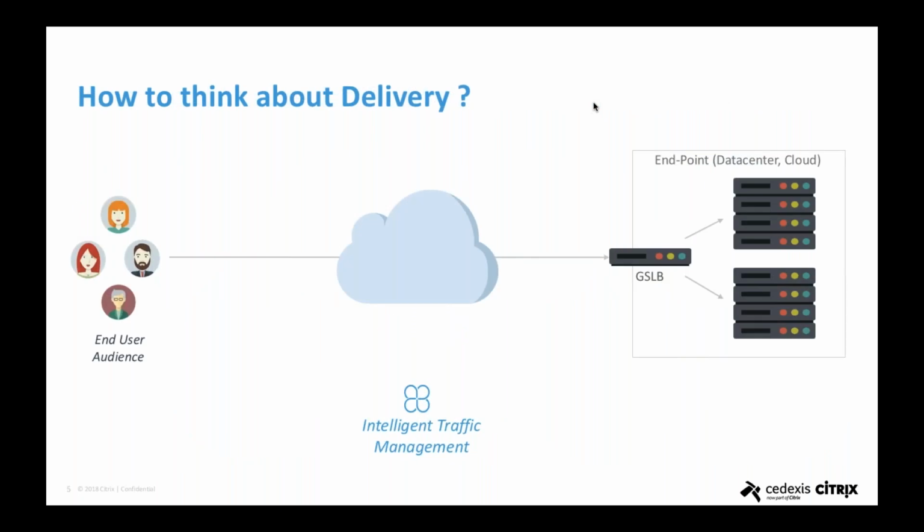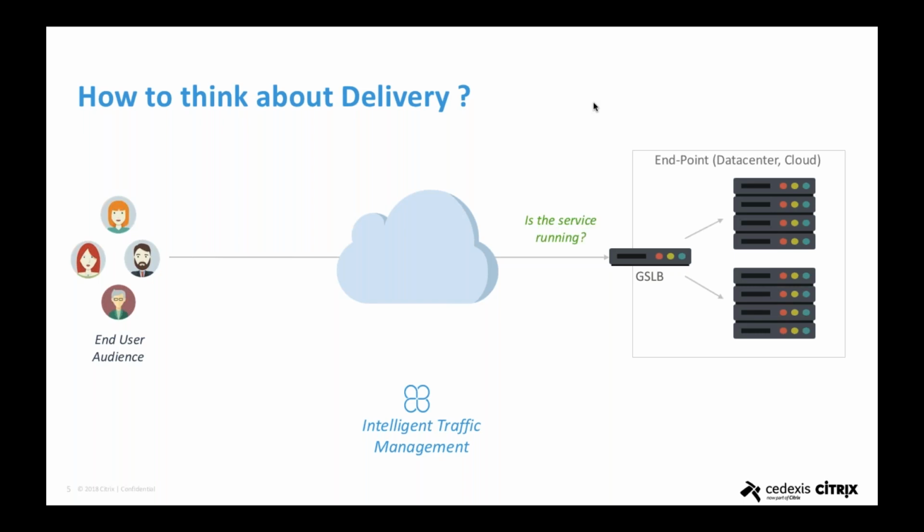So just to go a bit more into detail on these different components and different ways to make traffic management a bit better, I'm going to explain the way we think about delivery. We at Citrix, which is now the Citrix ITM solution, intelligent traffic management. So first, an end user needs to access an endpoint, which can be a data center or a cloud. What would be the best choice?